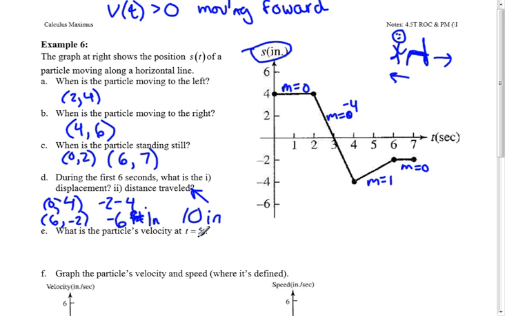Alright, what's the particle's velocity at t equals 5? Well, the slope is 1, so at t equals 5, the velocity is 1 inch per second. And that's because our slope is 1.